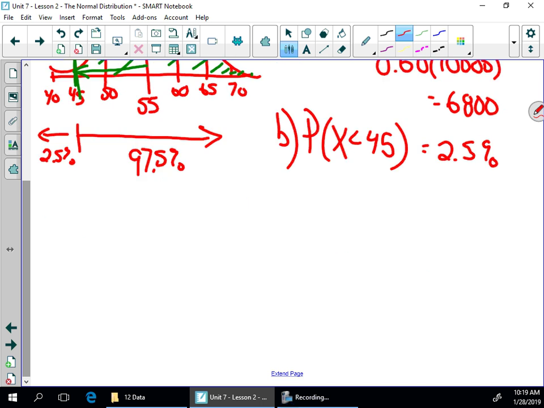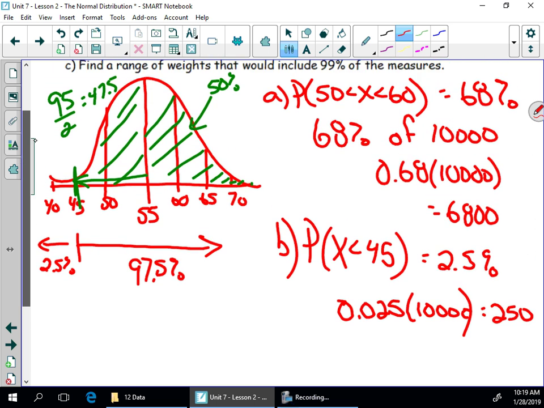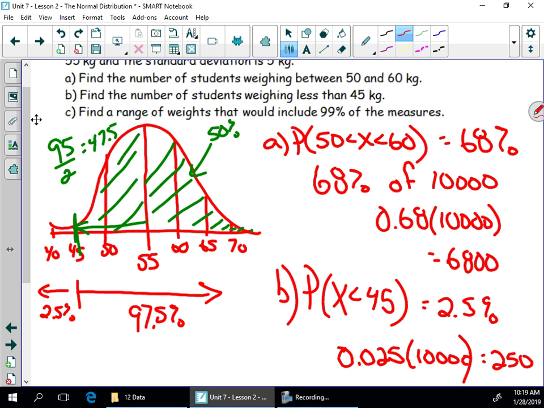How many students were we asked? Well, 10,000 times 0.025. Oh, that's 100,000. Let's try 10,000. That would give me 250 students. Way below 45 kilograms.